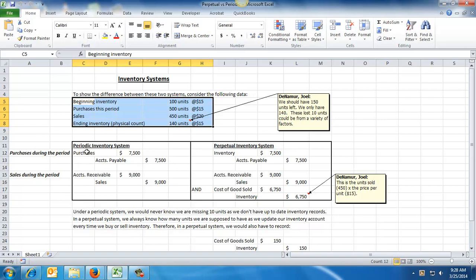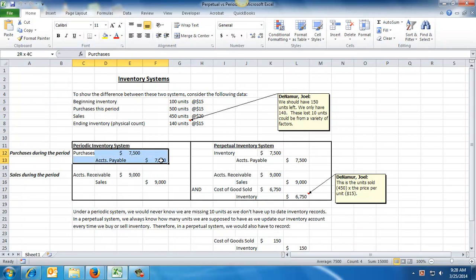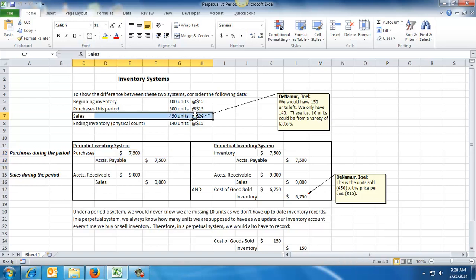So, looking at the periodic system, the first transaction we have is we will purchase 500 units worth of inventory for $15. In the periodic system, we will debit purchases for $7,500 and credit accounts payable or cash for $7,500. Later on, when we sell units, we will debit accounts receivable for $9,000 and we will credit sales for $9,000.